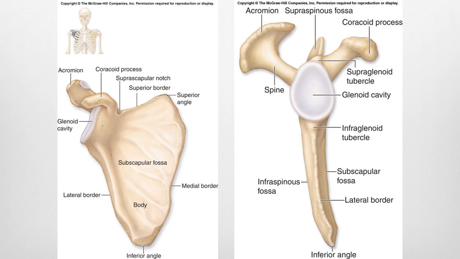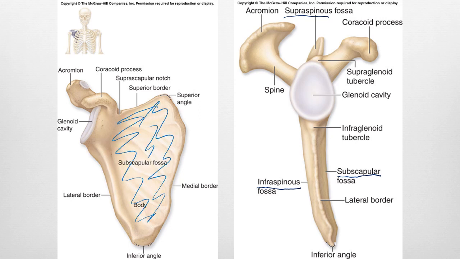The scapula, or our shoulder blade, is a fairly complex bone as well. It has three separate fossae on it. And so we have three different depressions in the bone where we're going to put muscles eventually. And so we have the supraspinous fossa, the infraspinous fossa, and the subscapular fossa. And so that subscapular fossa essentially fills the entire anterior aspect of the scapula.